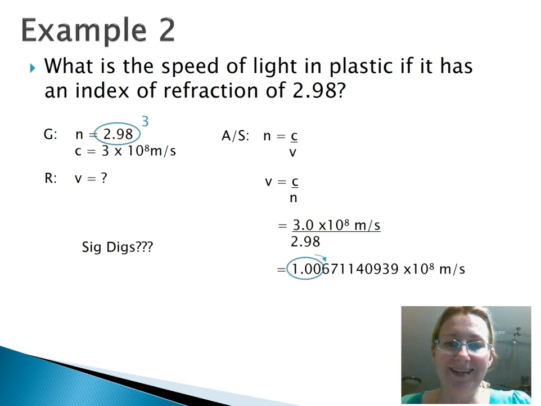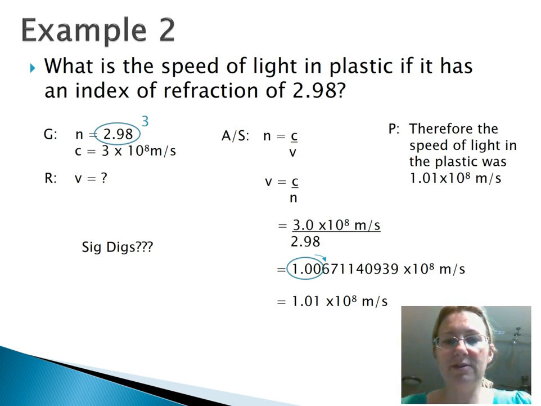I'm going to look to the right, and it's a 6 in this case. Now 6 is greater than 5. So what I'm going to need to do is round that last significant digit up 1. So my final answer, 1.01 times 10 to the 8 meters per second. Last but not least, because it's a word problem, in physics we need to paraphrase our statement. So therefore, the speed of light in this plastic is 1.01 times 10 to the 8 meters per second.